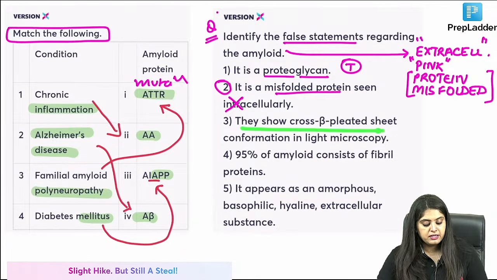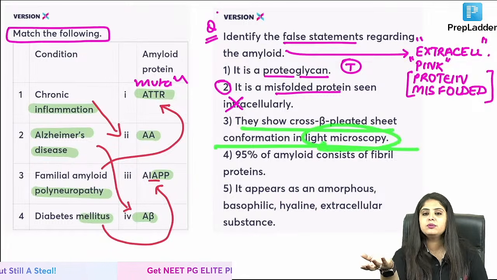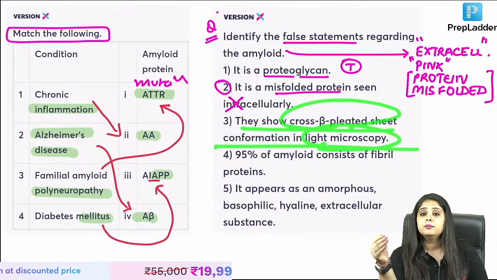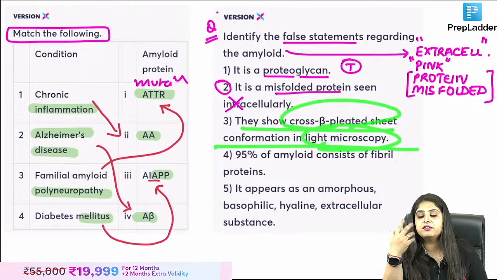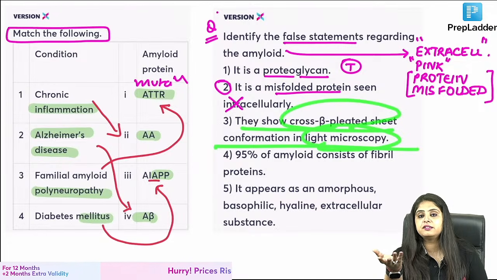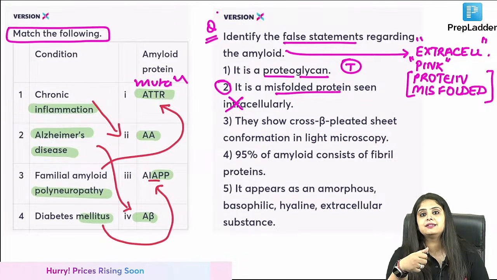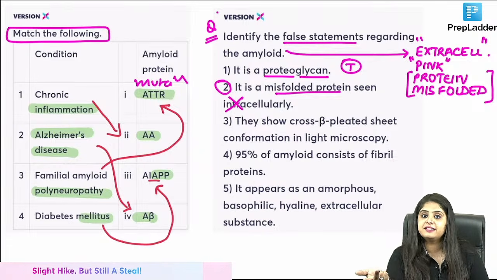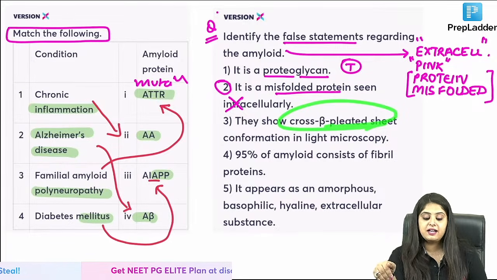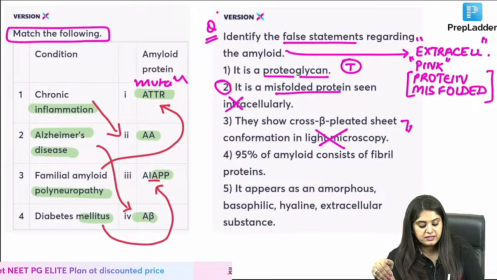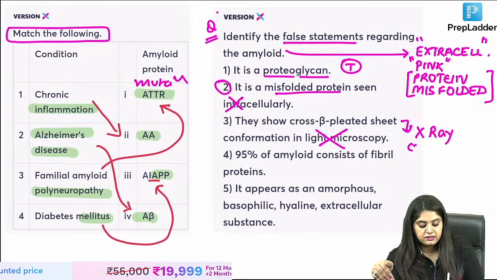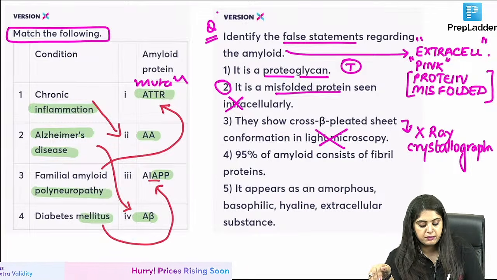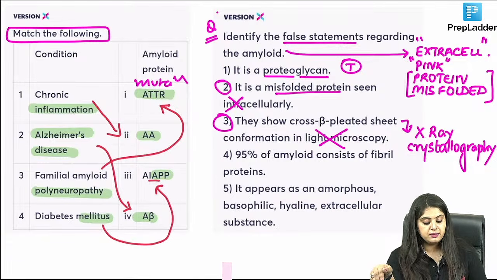Next, does it show beta pleated sheet on light microscopy? On light microscopy, it is pink, blue, basic that we see. Where will you see beta pleated? It's like saying that with my eyes I'm able to see as an X-ray vision, I'm able to see your bones, which is not possible. If I have to see your bones, I will have to see via an X-ray. So if I have to see inside, I cannot use light microscopy. Beta pleated sheet is seen by X-ray crystallography. So this is also a wrong statement.